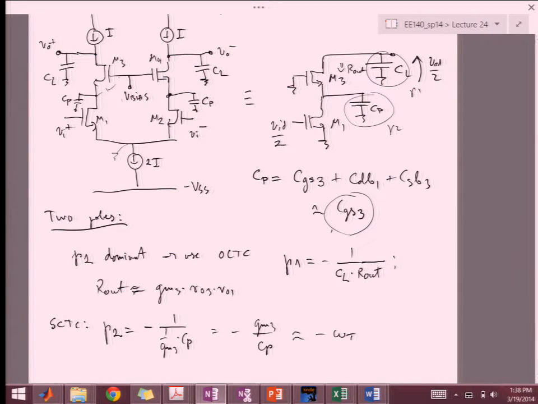Yeah? What's the physical significance of omega t? Why is that good? That's what we got. So omega t, you remember when we did the derivation, that's the current unity gain. After omega t, you stop amplifying current through the transistor, right? You start shorting the transistor through the C, and you don't get any more current gain.